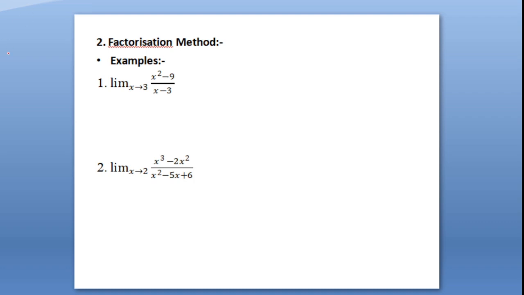Next is the factorization method. Whatever limit we calculate, first we will check whether we can use the direct method or not. If we cannot use the direct method, then it must be an indeterminate form. So first we check: as x tends to 3, (x square minus 9) by (x minus 3). If we put 3 for x, that is 3 square, 9 minus 9, by 3 minus 3. That is a 0 by 0 form. So we cannot directly put the value here.